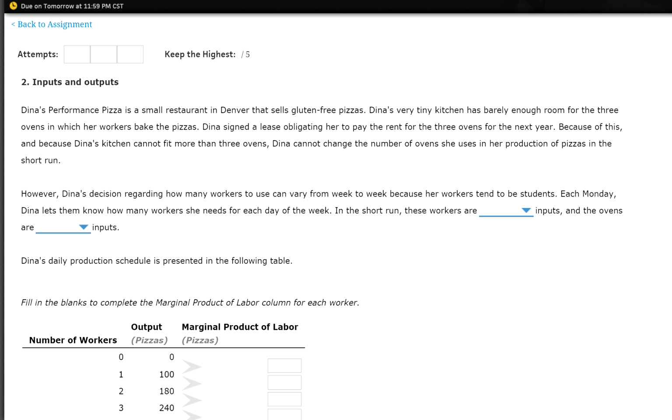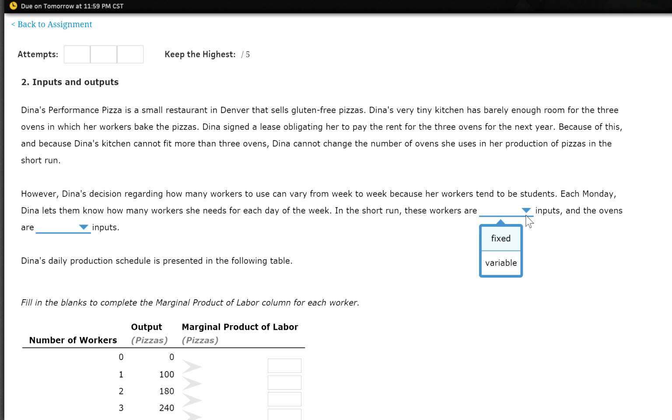However, Dina's decision regarding how many workers to use can vary from week to week because her workers tend to be students. Each Monday, Dina lets them know how many workers she needs for each day of the week. In the short term, these workers are what kind of input, and the ovens are what kind of input? Now, the choices you have for each one over here is either fixed or variable.